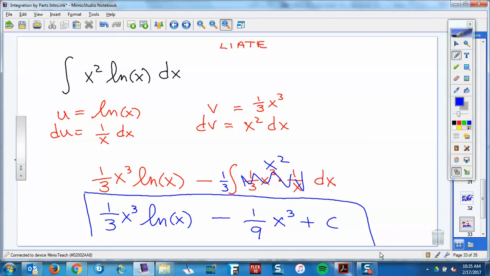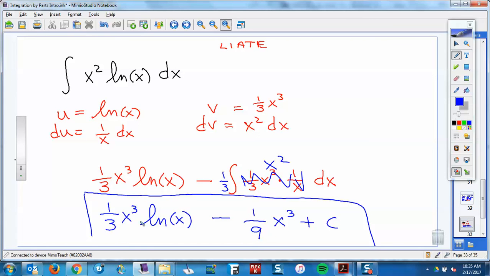The other thing some people have asked me is, with the minus, do you need to do minus c here? No, because it's just a constant. Arbitrary constant can be positive, negative, whatever, it doesn't matter. So we don't have to write minus c. If you did, it'd be okay. But usually just put plus. Okay? So there's that one.